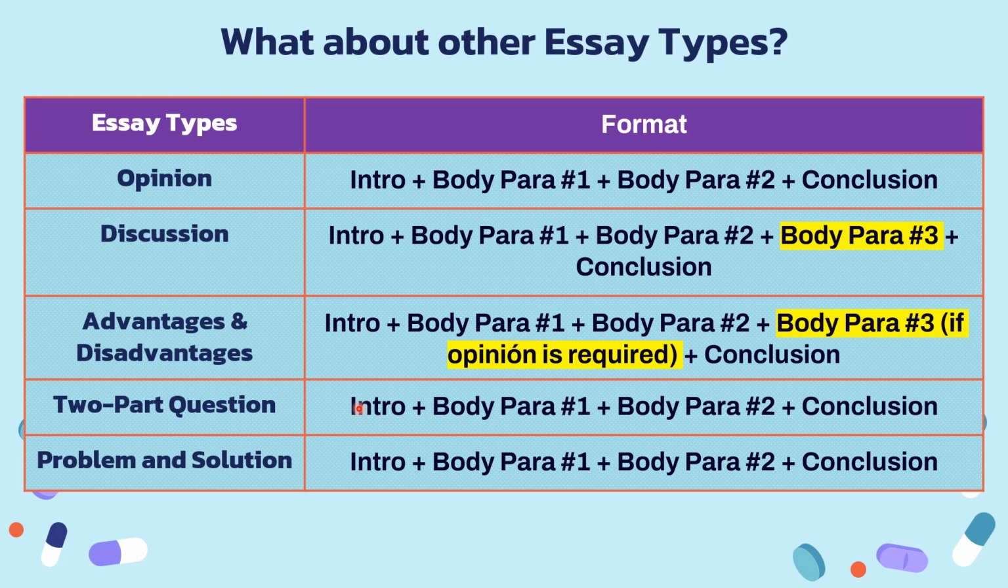In a 2-part question essay, the format is the same as the opinion essay, as well as in the problem and solution essay. There are basically 4 paragraphs that you should write. So what should you write in the 2 body paragraphs? You should write about the first question. You should answer the first question in the first body paragraph, and you should answer the second question in the second body paragraph.